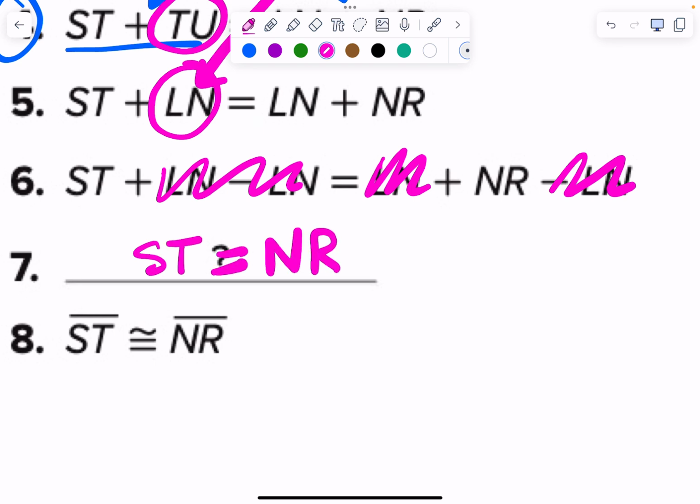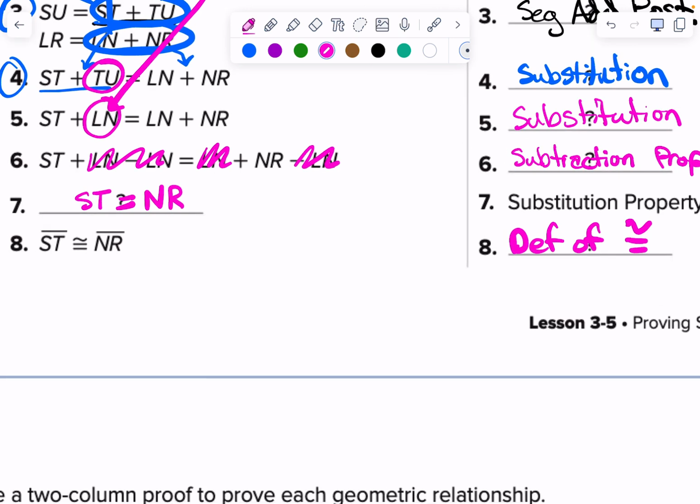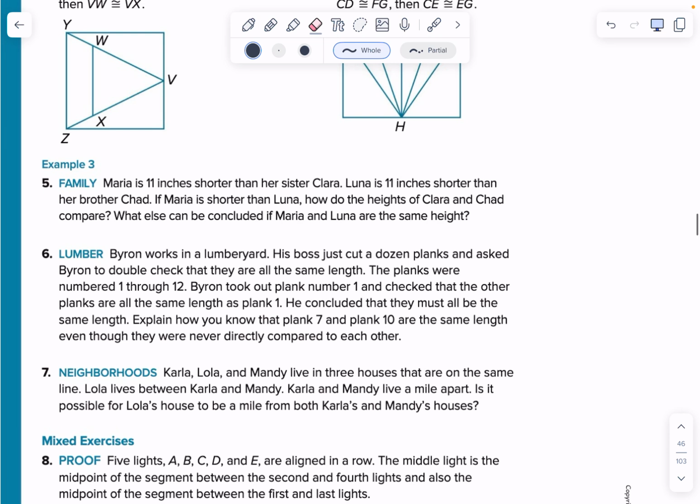Okay, now how do they go from 7 to 8? They did definition of congruent. And I'm going to write the symbol so I don't have to write out the word congruent, right? Definition of congruent just takes the equal sign and puts a congruent in there, or vice versa, right? So is definition of congruent segment the same as definition of congruent? Read it. Draw a picture.